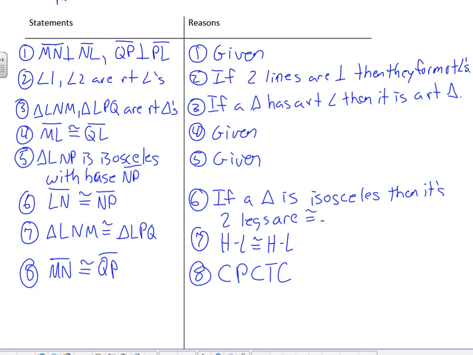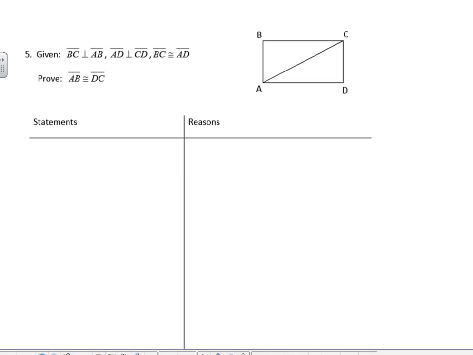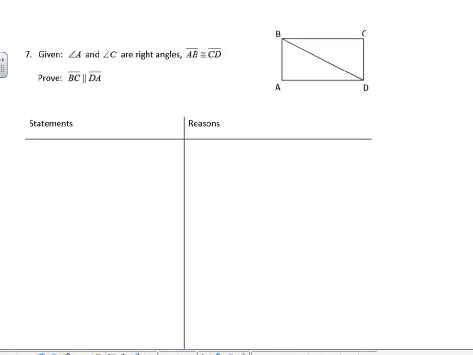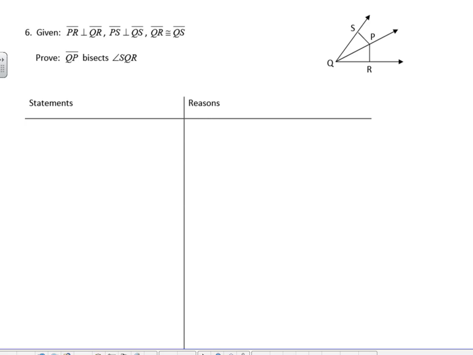So let's see. I don't think I want to do all of these. Number 5 is very similar to the other ones that we've done. We'll skip 5. We'll do 6 and 7, just because they add a little kind of twist to things. Okay. Again, let's look at what we're trying to prove. We're trying to prove that QP, that segment, bisects angle SQR.